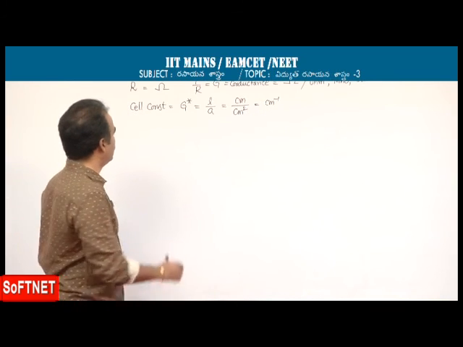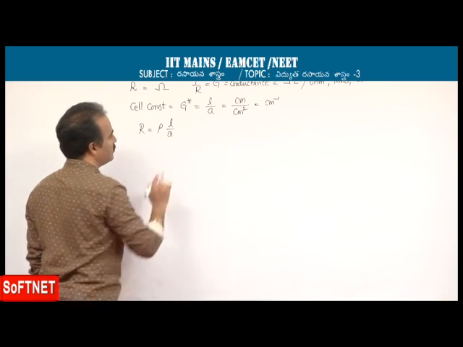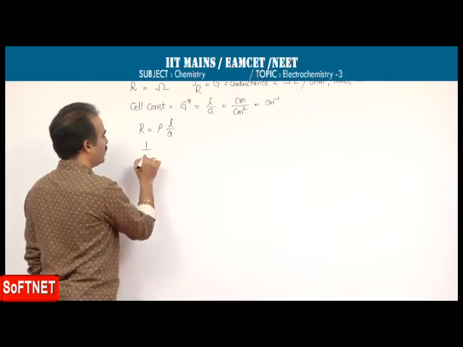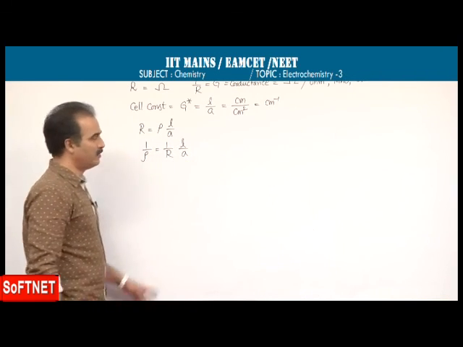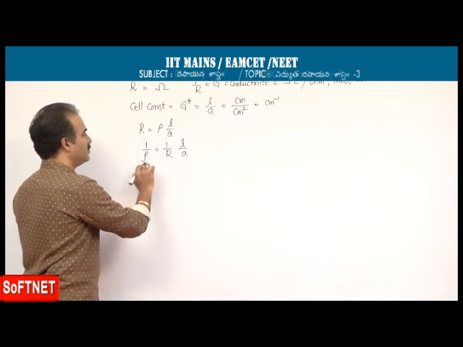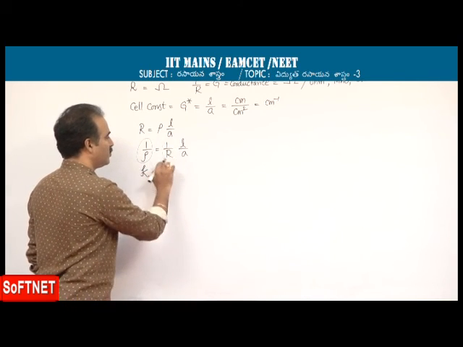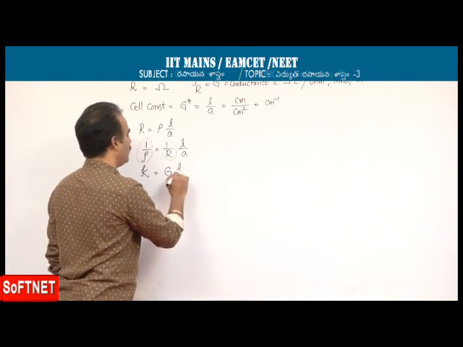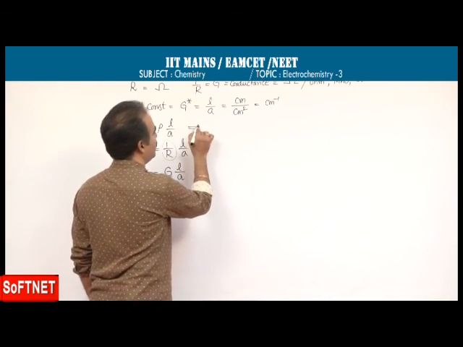Now, we have already come across the relation R is equal to rho into L by A. So, from this we can write 1 by rho is equal to 1 by R into L by A. The reciprocal of specific resistance is called specific conductance, and the reciprocal of resistance is called conductance, multiplied by L by A.